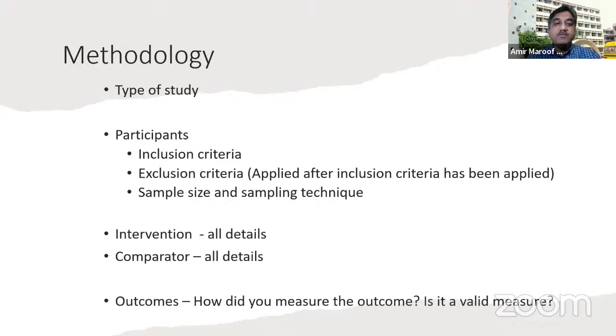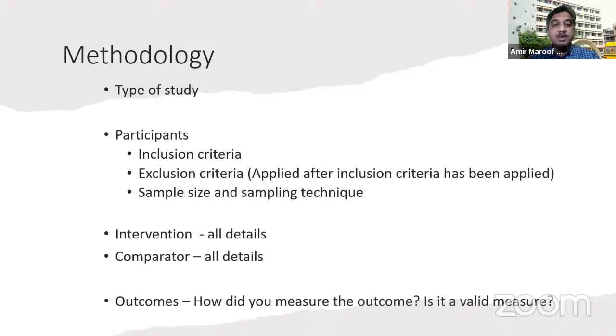Usually we see people writing about inclusion criteria, and it is written that 15 to 40 years age group will be included. That's fine. Then in exclusion criteria, we see less than 15 and more than 40 will be excluded. Now, this is a wrong practice. Why? Because once you have included, you should exclude from among those whom you have included.